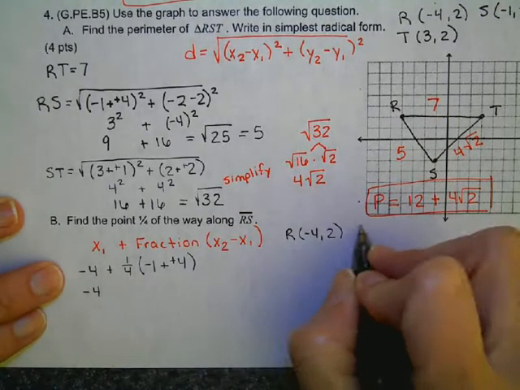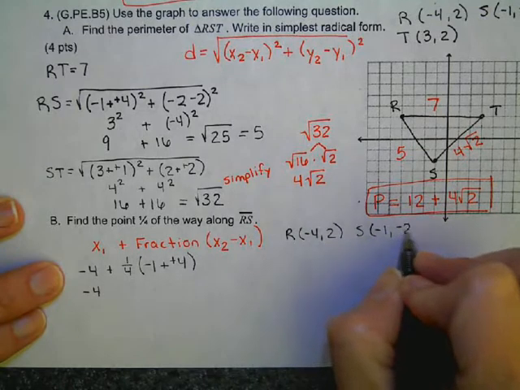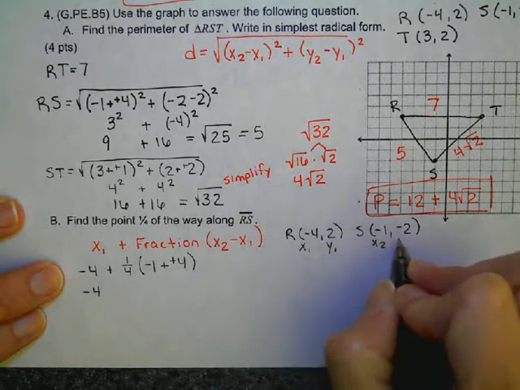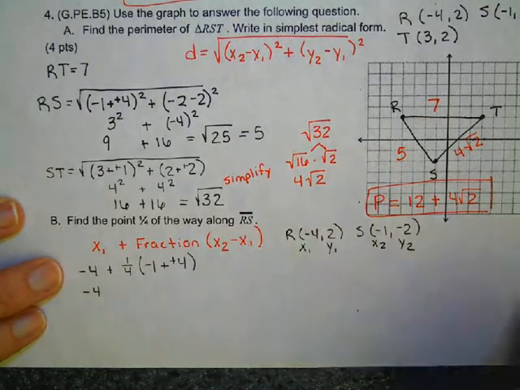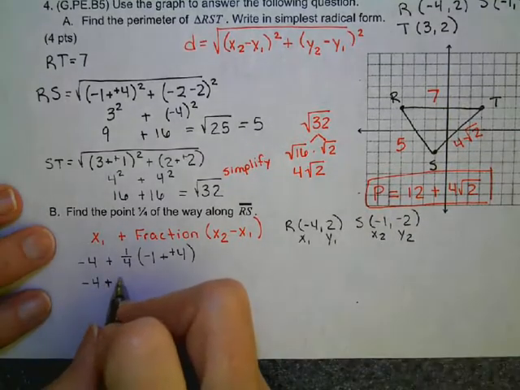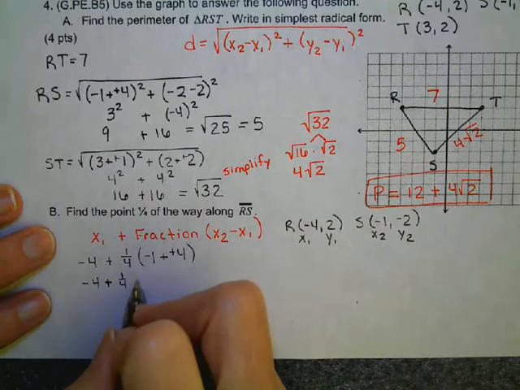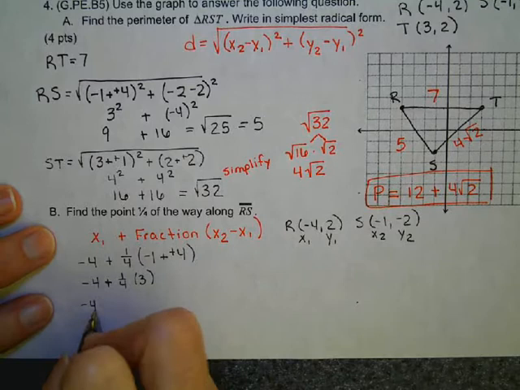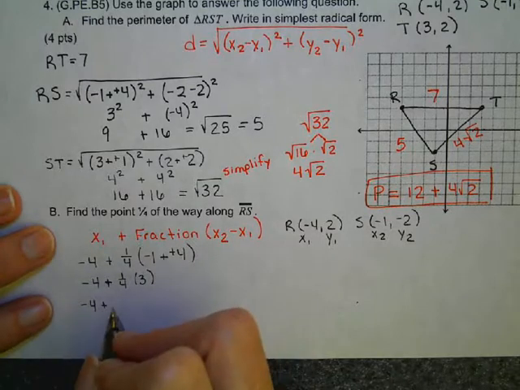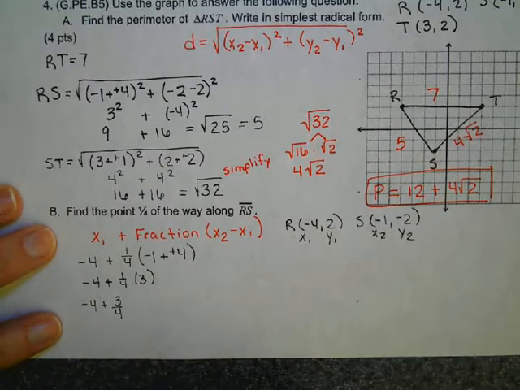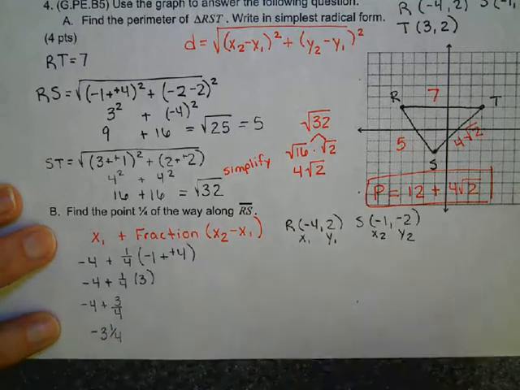So in this problem, r was negative 4, 2. S was negative 1, negative 2. So this is your x1 and your y1, your x2 and your y2. When I'm saying this, I'm referring back up to those points that you can't see right now. But inside the parentheses, we would get 3. So if you do negative 4 plus 1/4 times 3 is 3/4. And negative 4 plus 3/4 is negative 3 1/4.